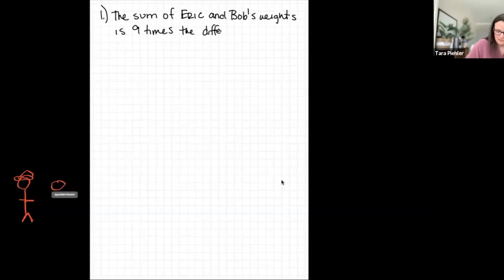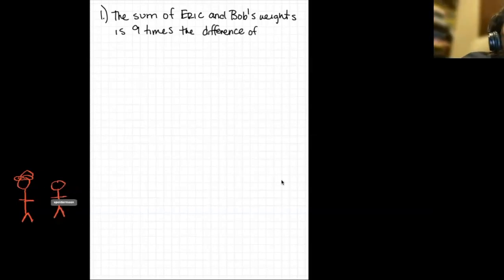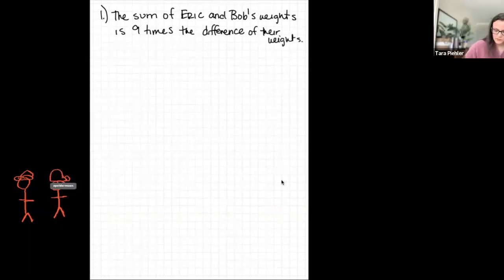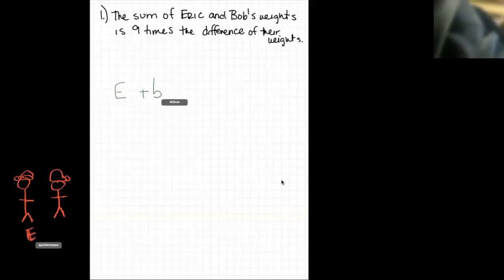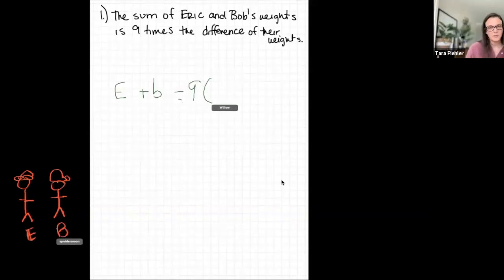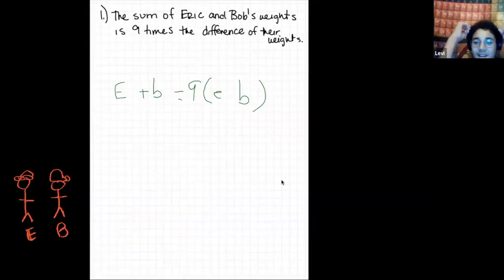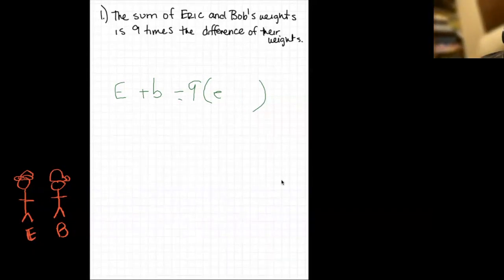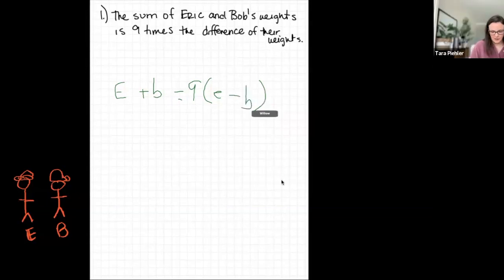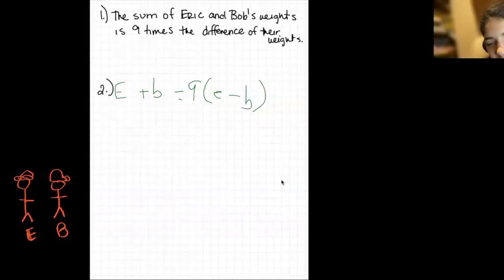The difference is when you subtract. Yep, subtraction is different. Here's your first equation: the sum of Eric and Bob's weights is 9 times the difference of their weights. Well, are we subtracting Bob from Eric or Eric from Bob? Subtracting Bob from Eric. Yep, perfect, Grace. Okay, second equation.